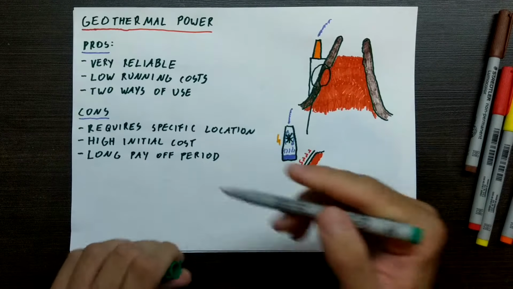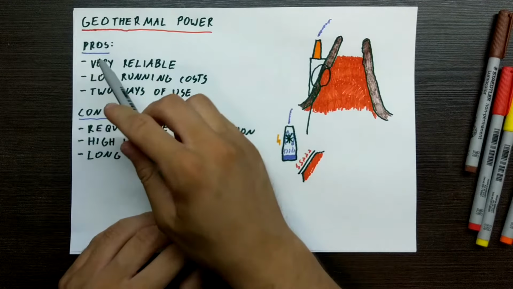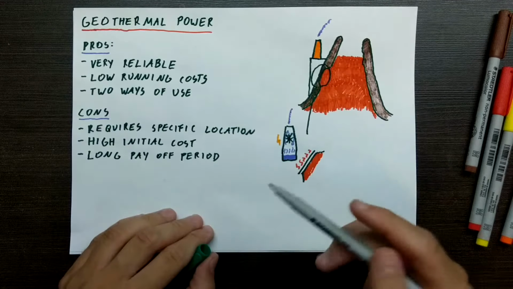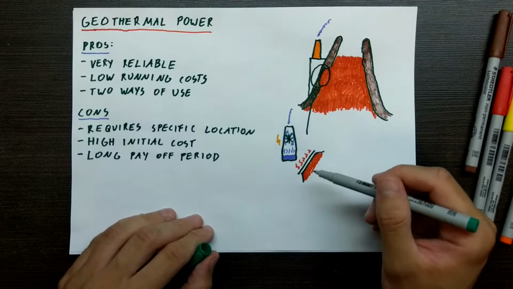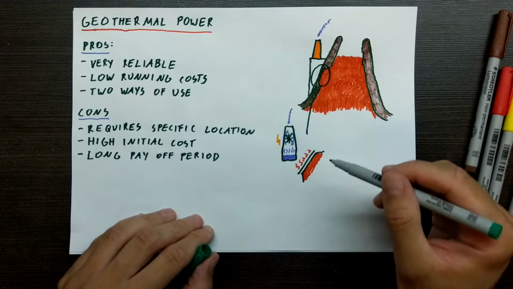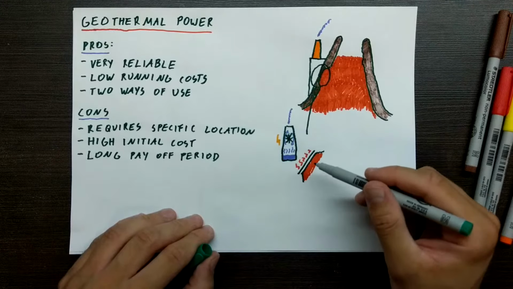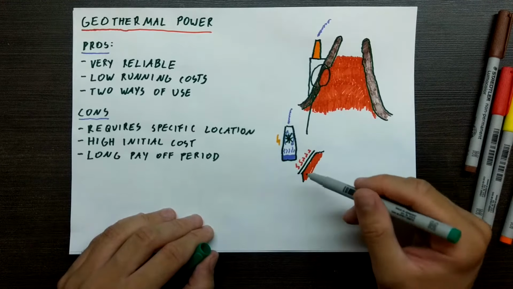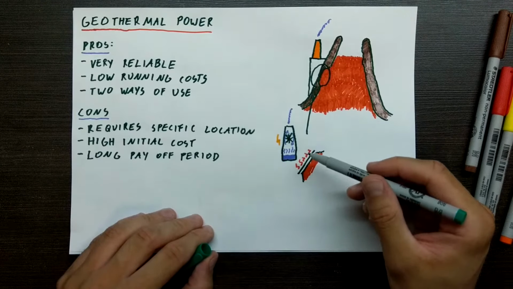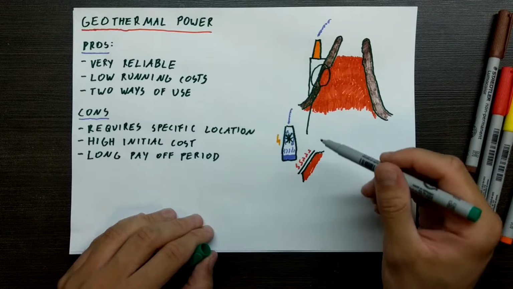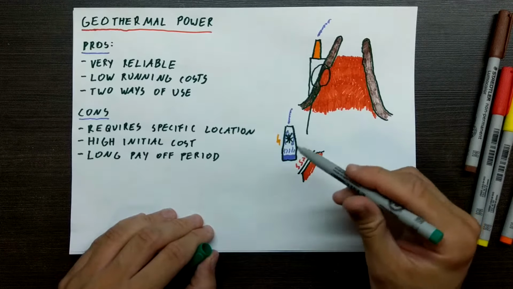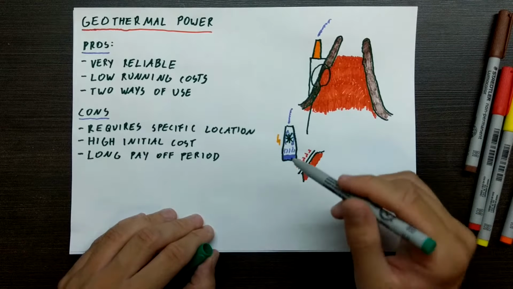But first of all, the pro of geothermal power is that it's very reliable, because these rocks are going to be hot. We know it. Every single day when we come, we know that these rocks are going to be hot. We know how hot they're going to be. We know how much energy they release. And therefore, we can easily calculate how much energy we're going to get from a given power station. So they are incredibly reliable.